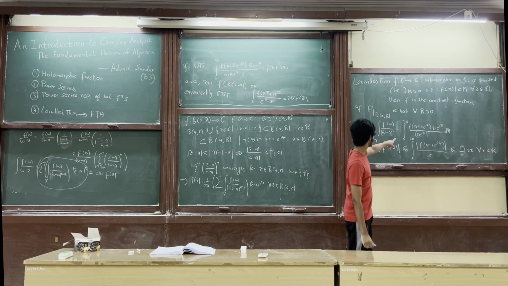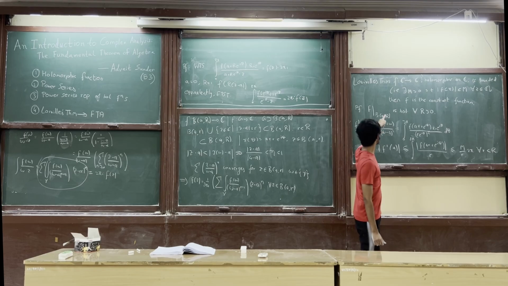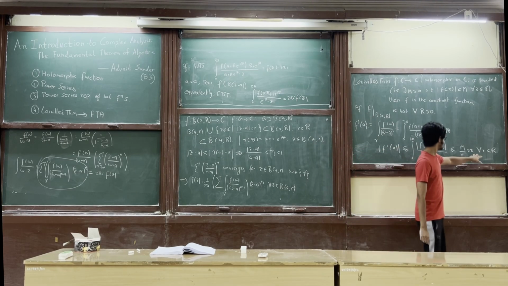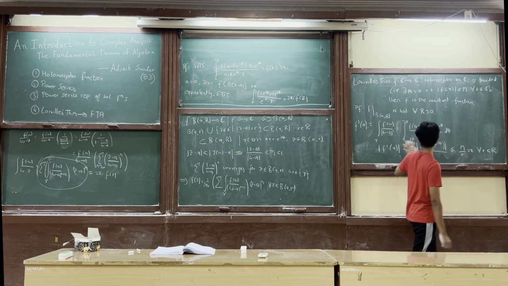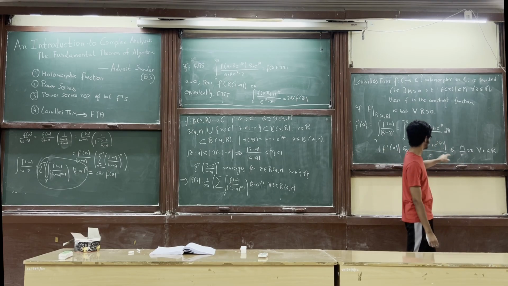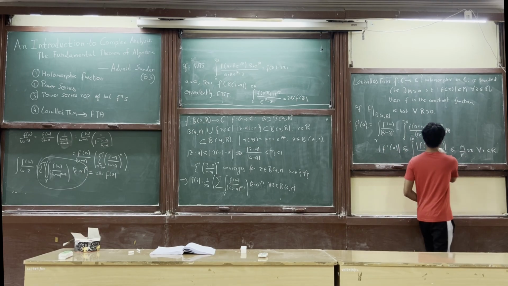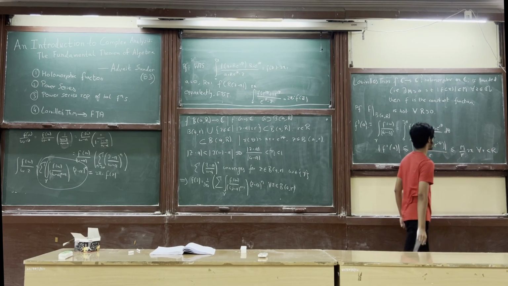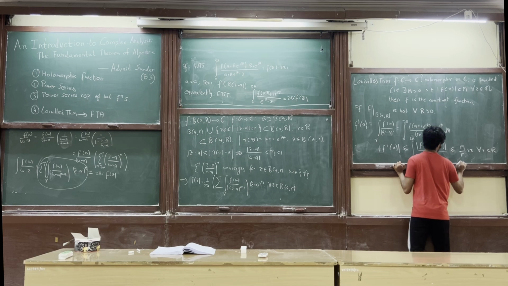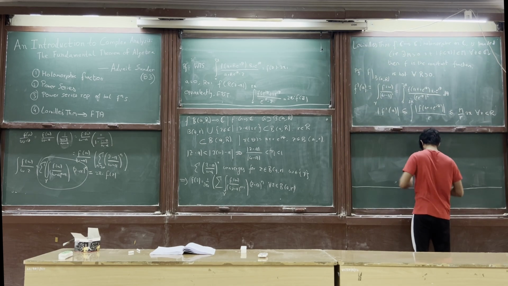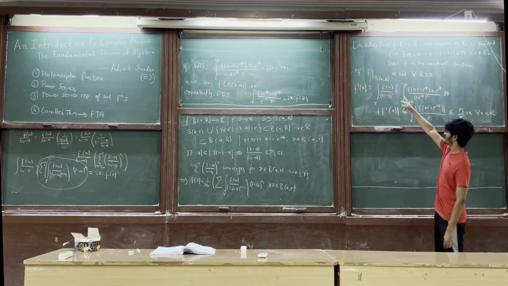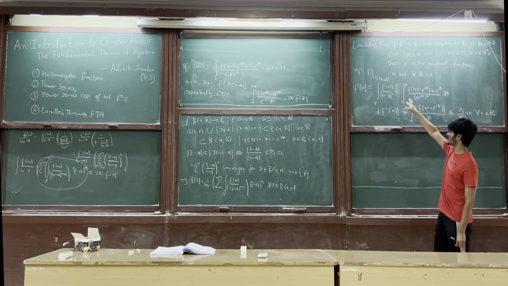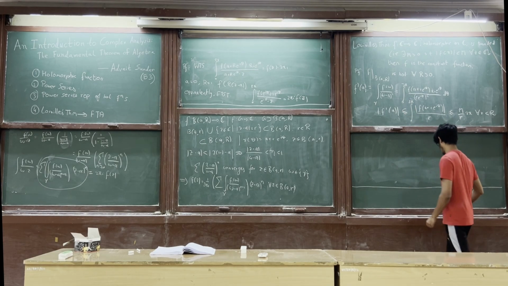That you can take any small r less than capital R, this bound will always hold. So the derivative of f at a will always be less than your bound of f upon r times 2 pi for all r smaller than capital R. But we just saw that f is holomorphic on any open ball of radius of center A, regardless of how large the radius is, right?